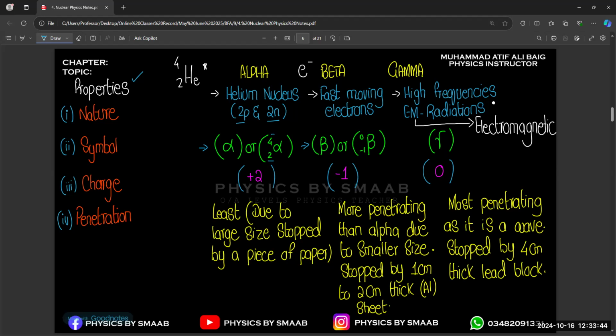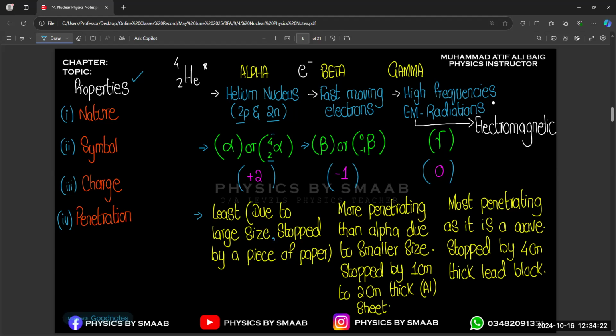So in the same way, we consider their penetration power, like how far they can pass through any material. If we talk about alpha, we know that alpha is heavy because there are two protons and two neutrons. So alpha is heavy as compared to beta and gamma. That's why you can see the penetration of alpha is the least as compared to beta and gamma. And the description is also given: due to large size, it can be stopped by a piece of paper, right?